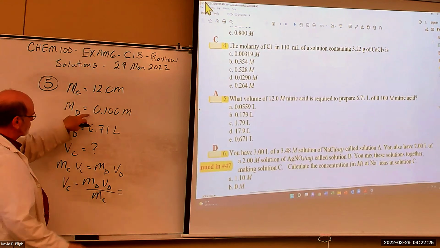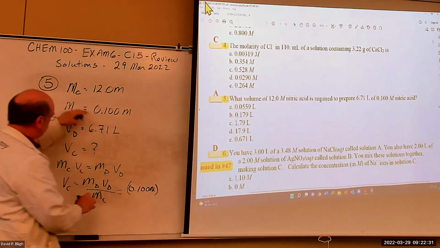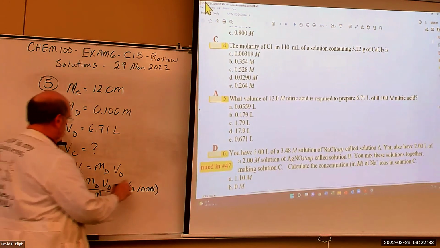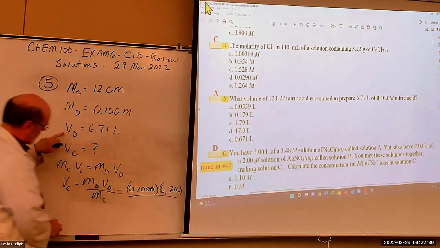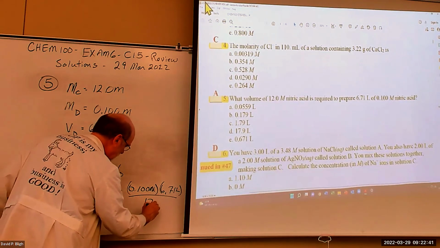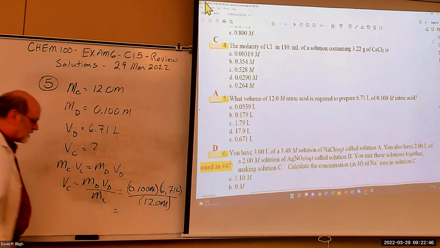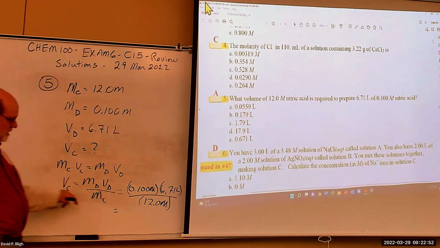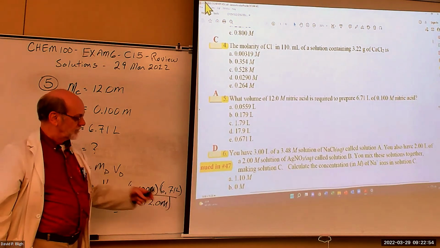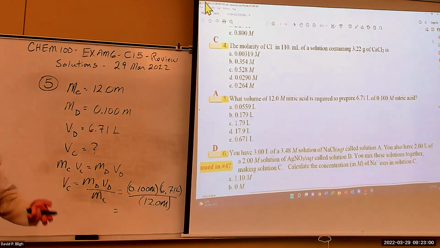So the molarity of the dilute is 0.100, and the volume of the dilute is 6.71 liters, and the molarity of the concentrate is 12. Okay. So now what units will the volume of the concentrated be in? It'll be in liters. And you look at your answers, yep, all of them are in liters. So we got the right units. So we just do the calculation.